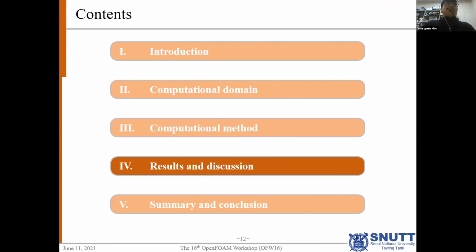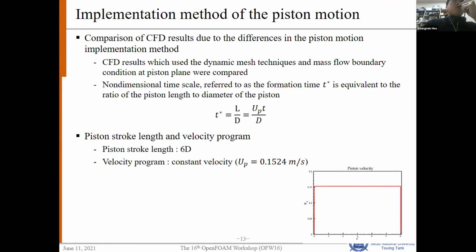Next, result and discussion part. Comparison of CFD results due to the difference in piston motion implementation method. CFD results using the dynamic mesh technique and the mass flow boundary condition at the piston plane. The non-dimensional time scale, referred to as the formation time T star, is equivalent to the ratio of the piston stroke length to the diameter of the piston. Piston stroke length is 6 times the piston diameter, and the velocity program of the piston is constant velocity, which is 0.14524 meters per second.